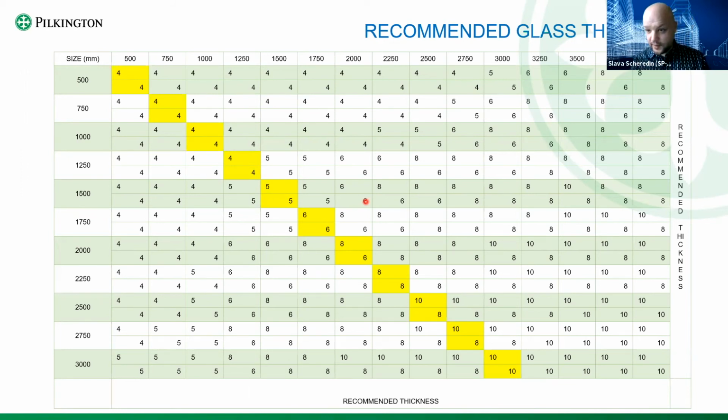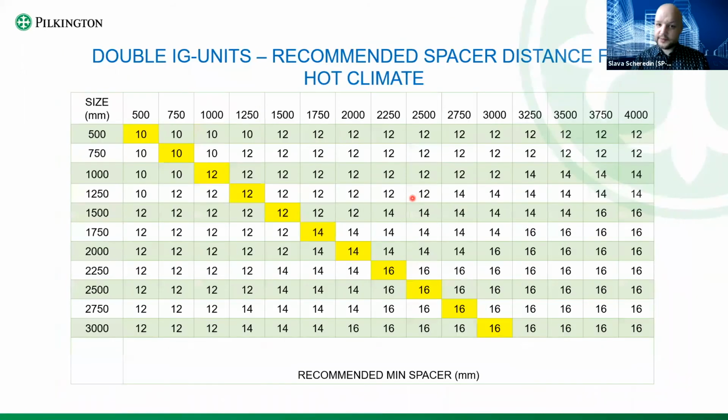One closing remark. No, I think I'll make this remark later. So, glass thickness, spacer widths for different kinds of climate. This one here is an example for a hot climate. You may find it later on. Or I will do what I will do in the end.